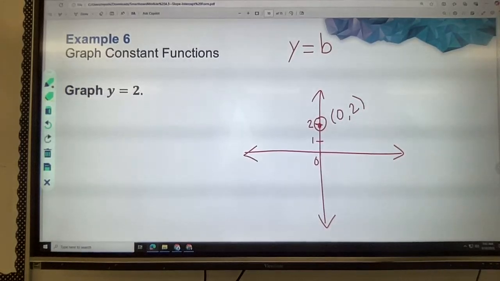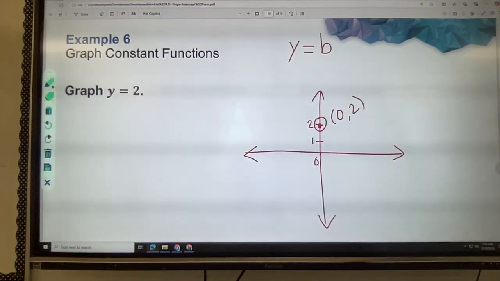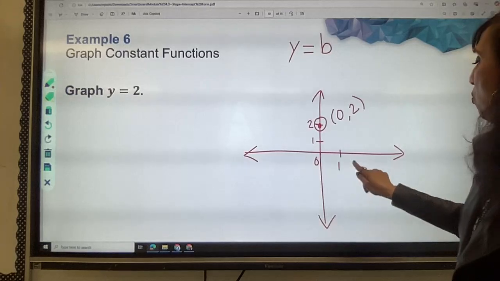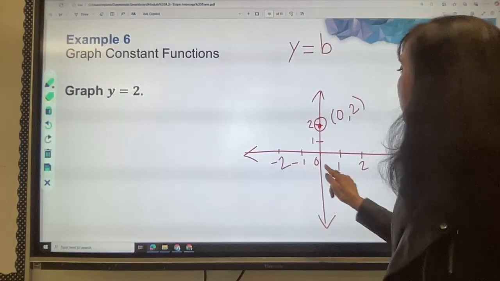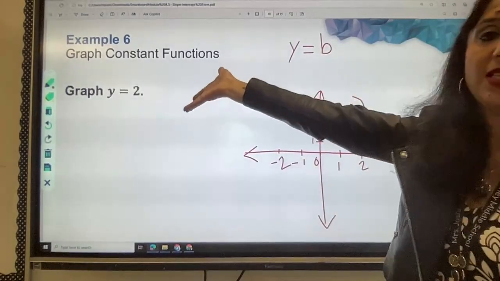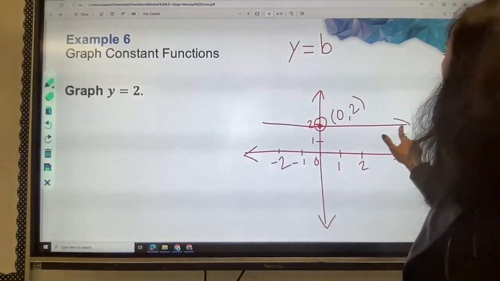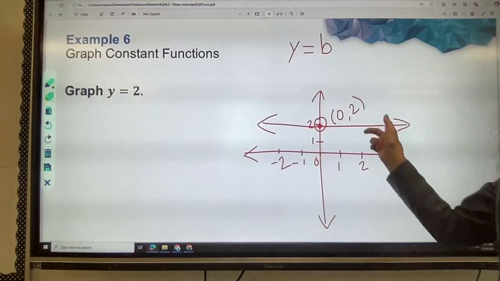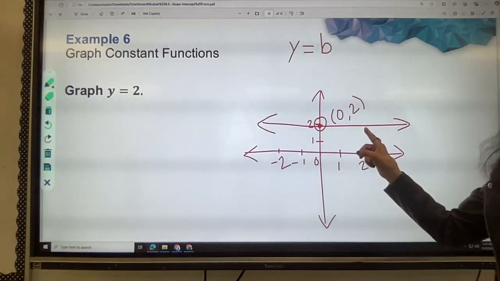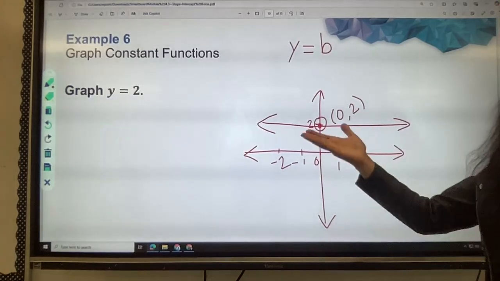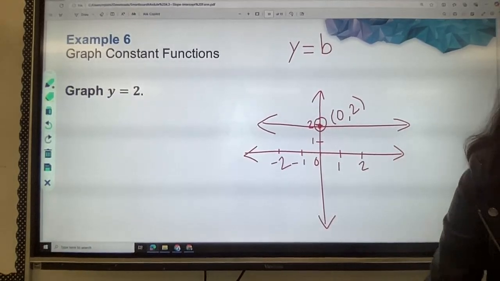And then the slope of y is equal to 2 is going to be 0, because no matter what the value of x is, y is still going to be 2, and that's basically what it's saying. So the slope of my line is like this, which is 0. I'm going to get a horizontal line for constant functions.